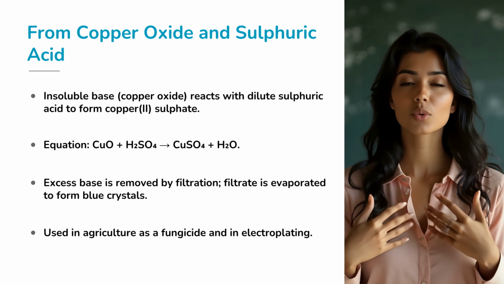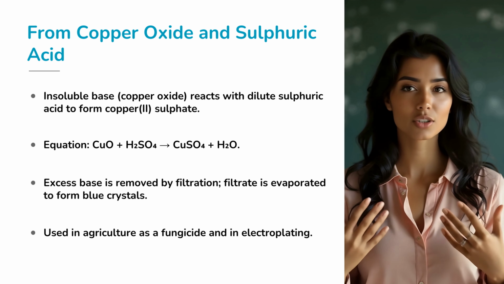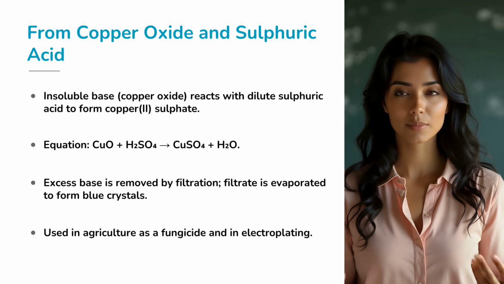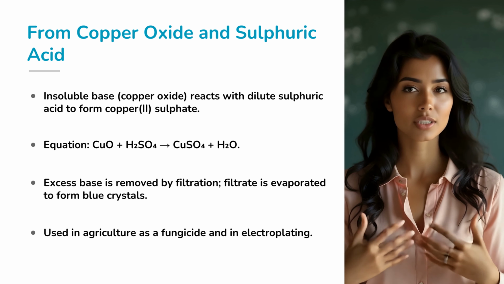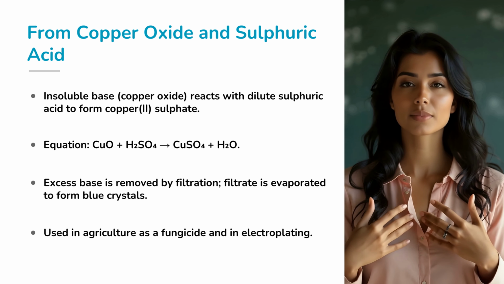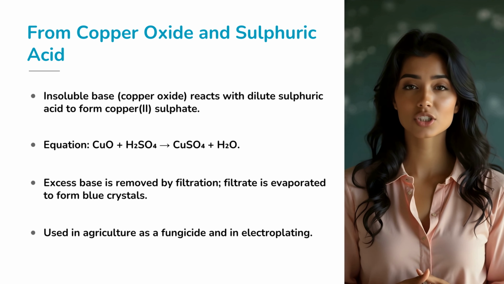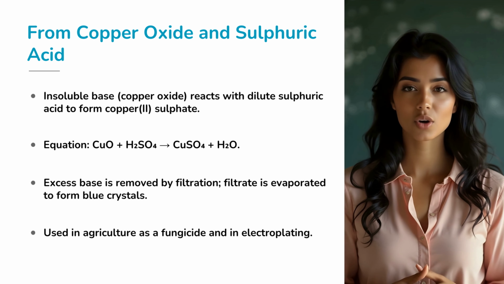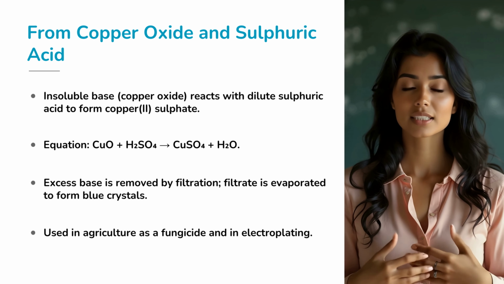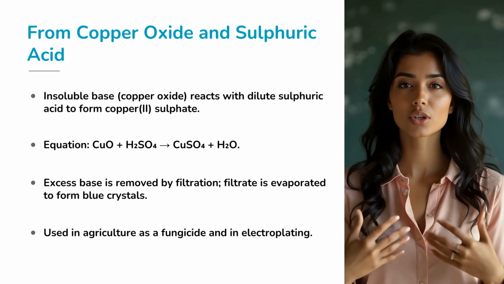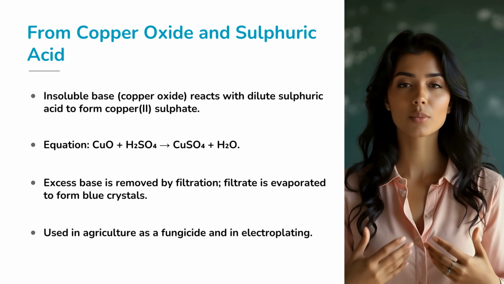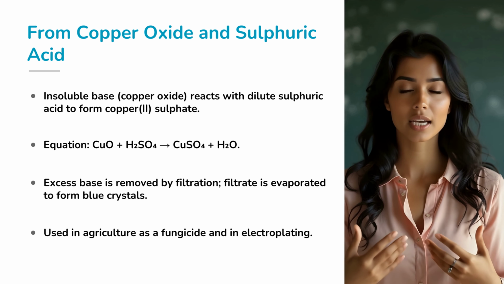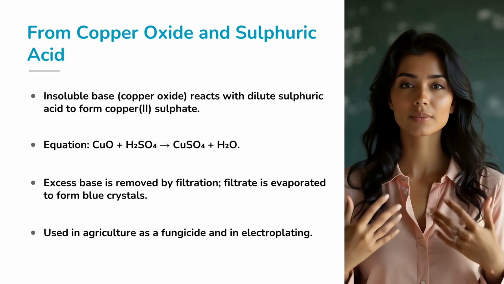Looking for vibrant blue crystals? That's copper(II) sulphate. It's prepared by reacting black copper oxide powder with dilute sulfuric acid. This acid-base reaction produces copper sulphate and water, shown by the equation copper oxide plus sulfuric acid gives copper sulphate plus water. Any excess copper oxide is removed by filtration, and the copper sulphate is obtained by evaporating the filtrate.